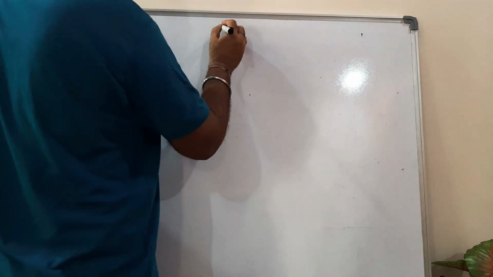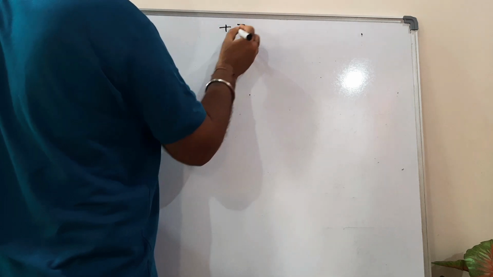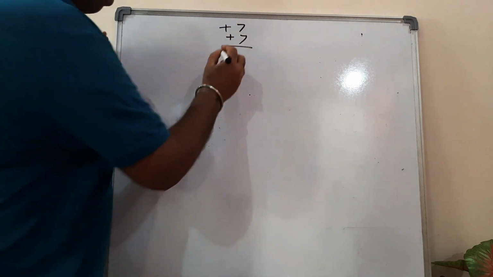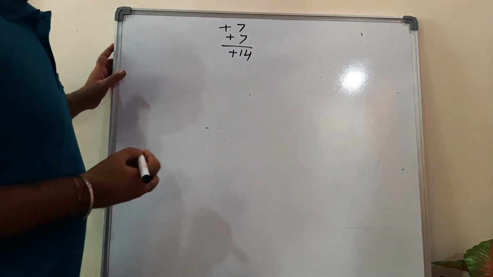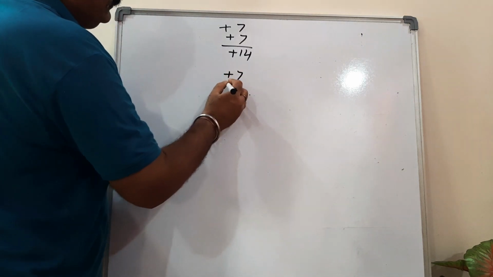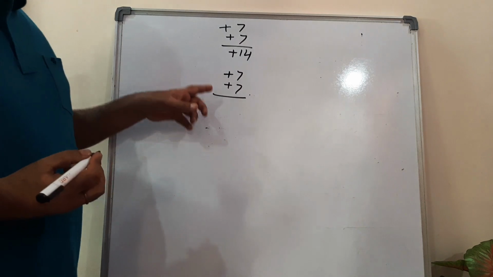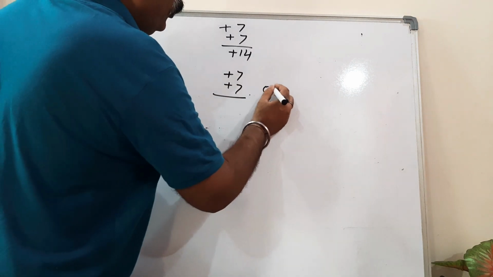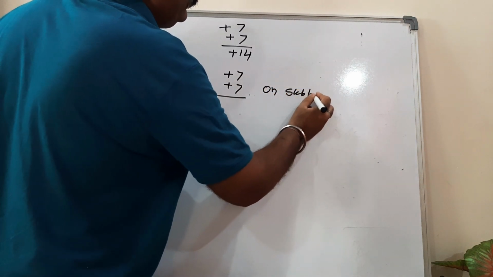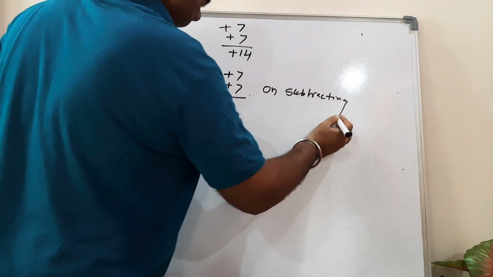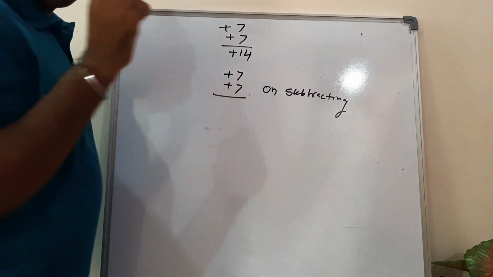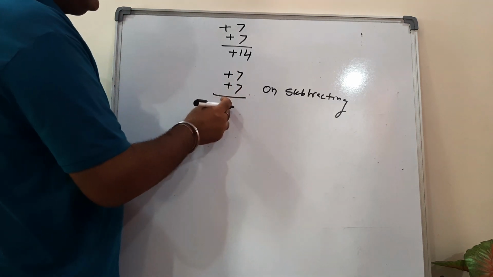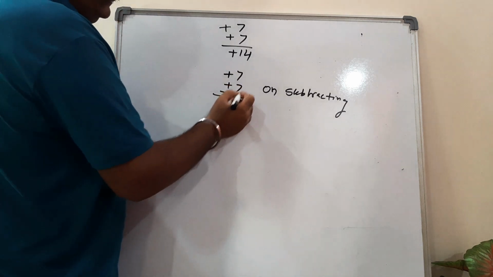Suppose I am writing here plus 7 and plus 7, and I write on adding, then it becomes plus 14. But if I am writing plus 7 and plus 7 and I want to cancel it, what will I write here? On subtracting. Because plus 7 and plus 7 on adding becomes 14. But when I have to cancel it, plus 7 and plus 7, I put a minus sign here.